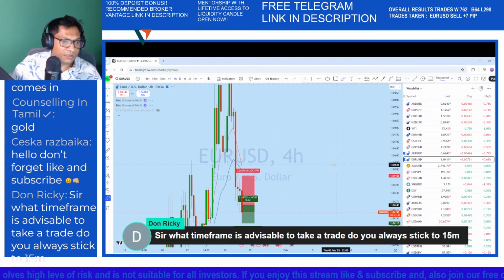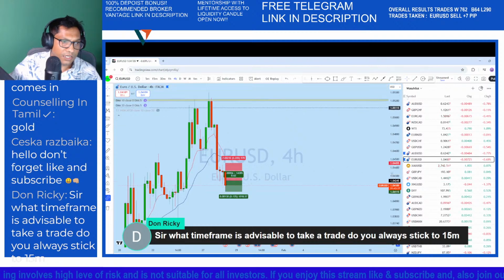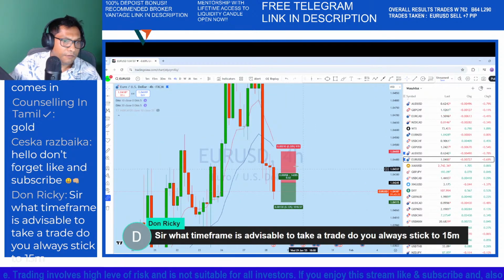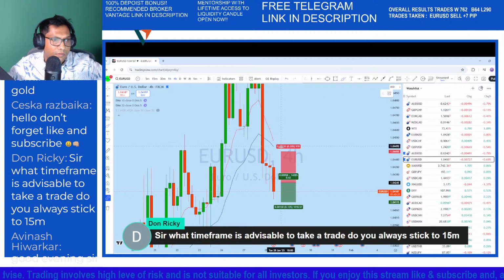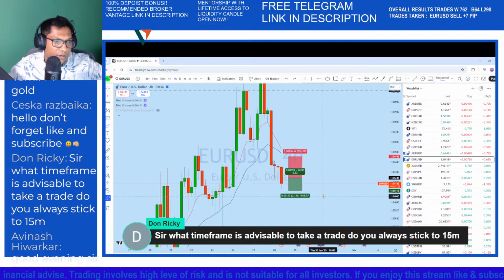And here is the 4-hour time frame where there is a doji formation, which is a liquidity candle here. If you look at it, you can see this is a liquidity candle, and from the liquidity candle, we want to see the market dropping potentially to this support level here.